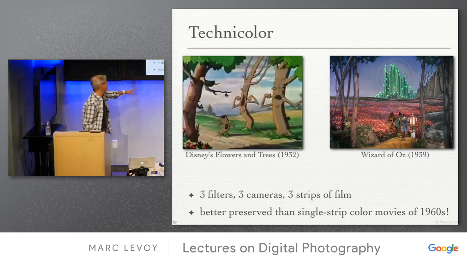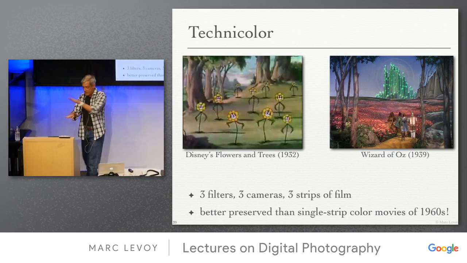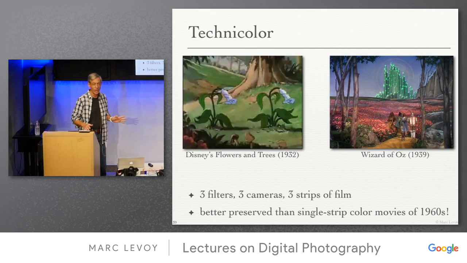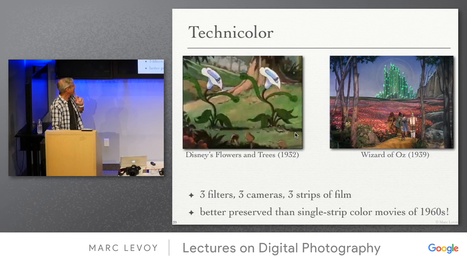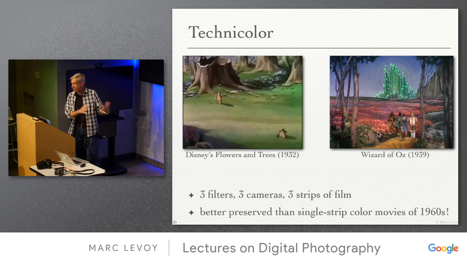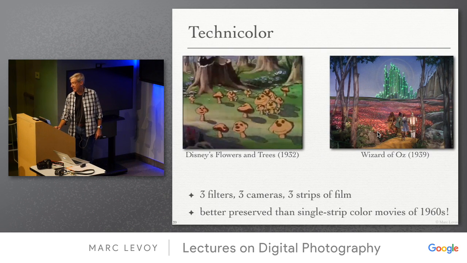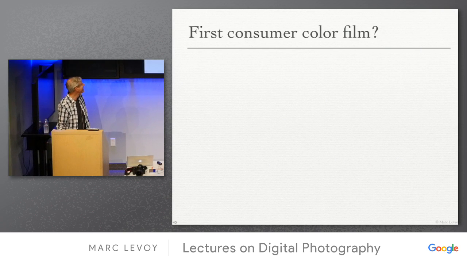And what's interesting also is that it's better preserved than the single-strip color movies of the 1960s because they're separate black and white negatives for each of red, green, and blue. And those preserve well. The color doesn't fade. And I'm sure you've all seen Wizard of Oz, where it starts in black and white and then switches to this wonderful new technology, three-color Technicolor. It must have had a pretty dramatic effect. All right, enough of that.